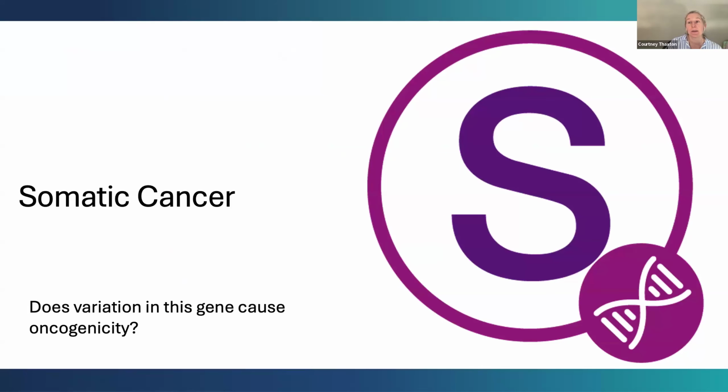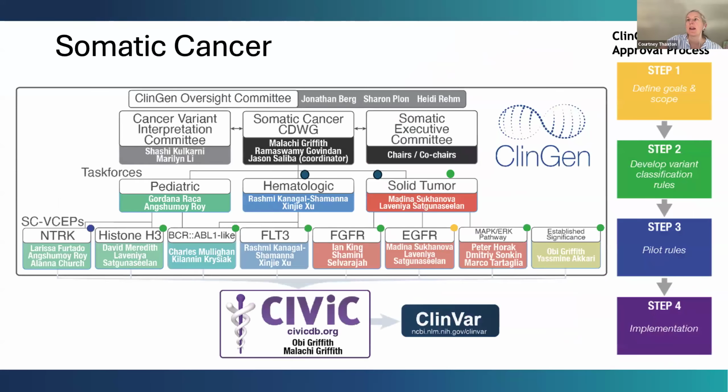And I'll go through lastly somatic cancer. This again is looking at whether or not variation in this gene can cause oncogenicity. So it's looking very specifically in cancer and looking at that variant interpretation. This is part of our efforts. They have 3 different task teams. These are much like ClinGen's clinical domain working groups that are looking at their pediatric hematologic and solid tumor sections.